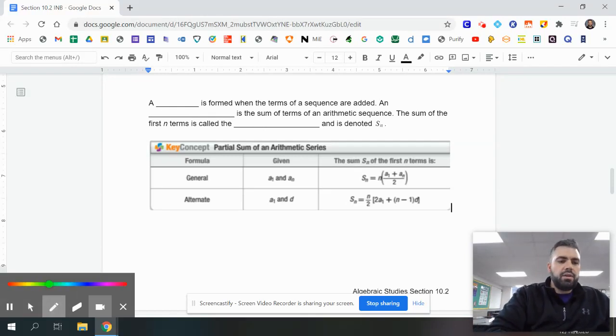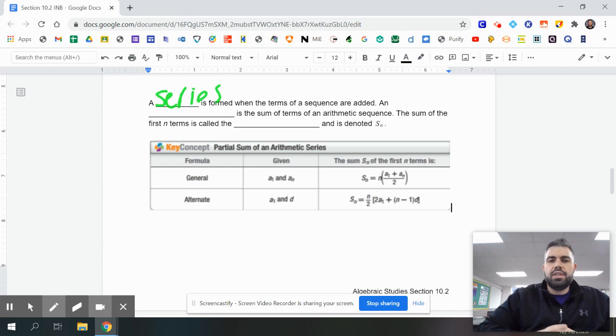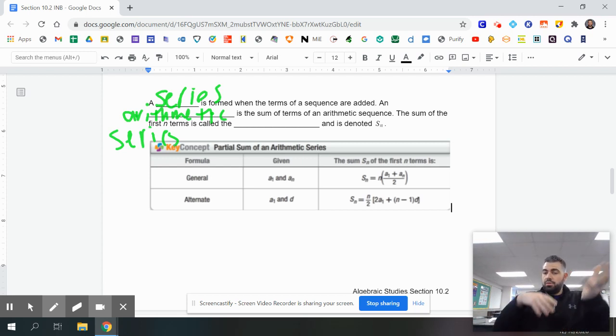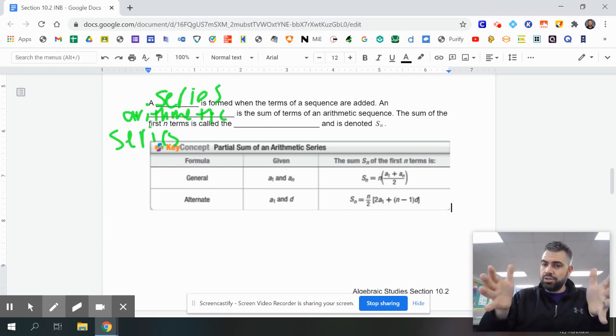So the next thing we're going to be talking about in section 10.2 are series. A series is formed when terms of a sequence are added up. So an arithmetic series is the sum of terms in an arithmetic sequence. So if we had a sequence like 1, 5, 9, 13, and so on, if I added all those up, that would be considered my arithmetic series.